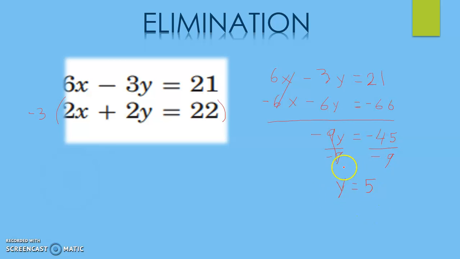Okay, now we know what y is. Then we will take this y and go back and choose either equation, it doesn't matter. I'm going to choose the second equation and plug in 5 to solve for x. So choosing the original second equation, we have 2x plus 2, and then instead of y, we replace it with the y that we just solved for, which is 5. And that equals 22.